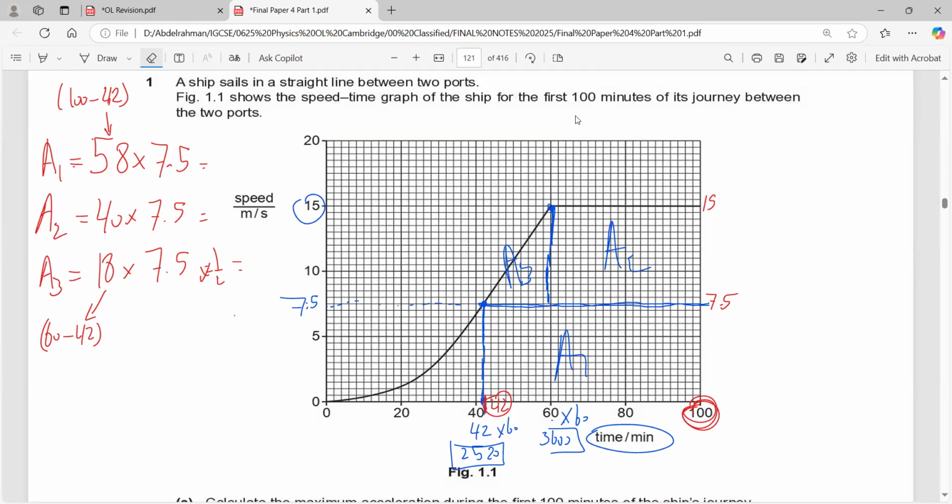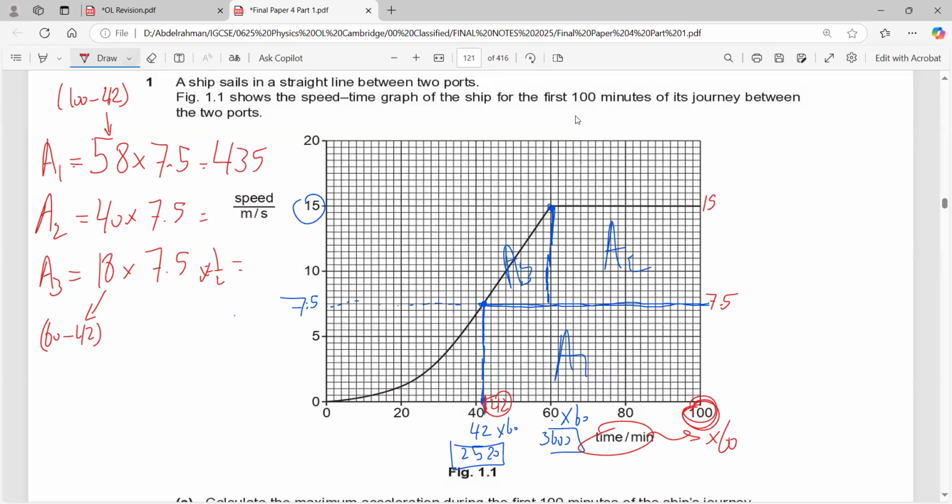Why? Because the time is in minutes and you need the time to be in seconds. You have to multiply by 60. So 58 times 7.5 is 435. And I will just add them up and then multiply by 60.